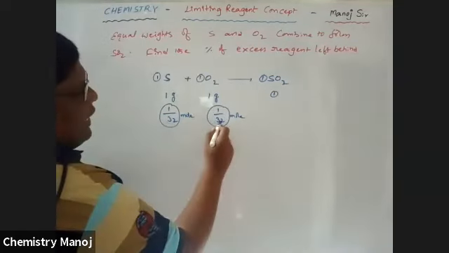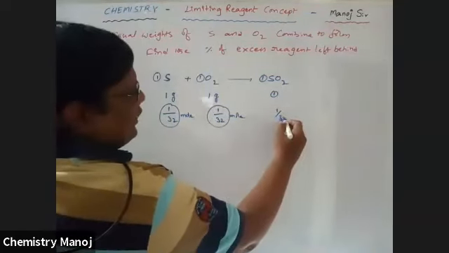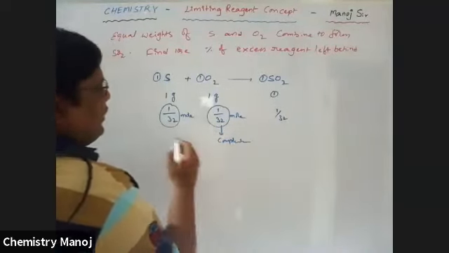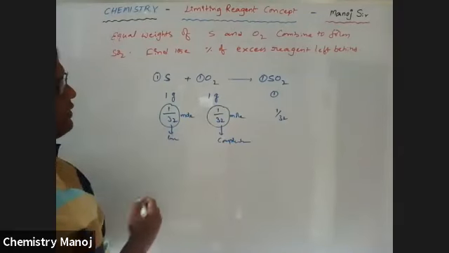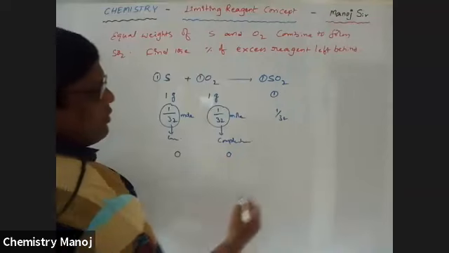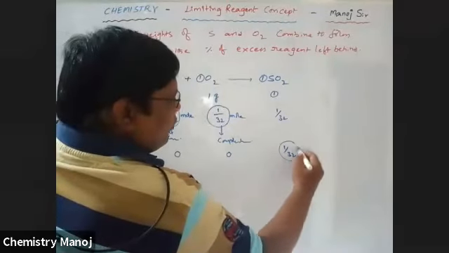1 by 32 moles reacts with 1 by 32 moles. That means it is completely reacted. It is also completely reacted. That means at the final, it is in 0 amounts. It is also in 0 amounts. And 1 by 32 moles of SO2 is formed.